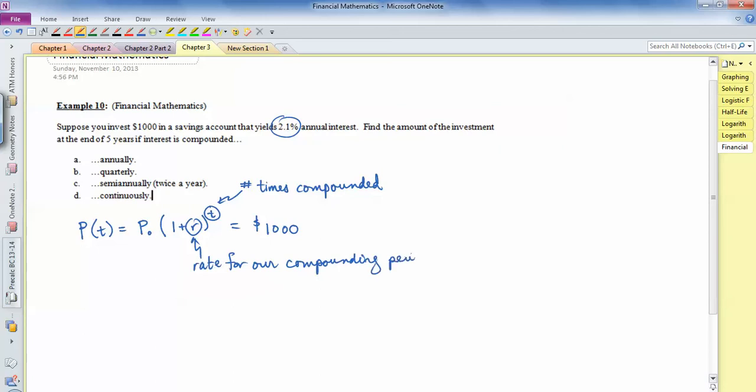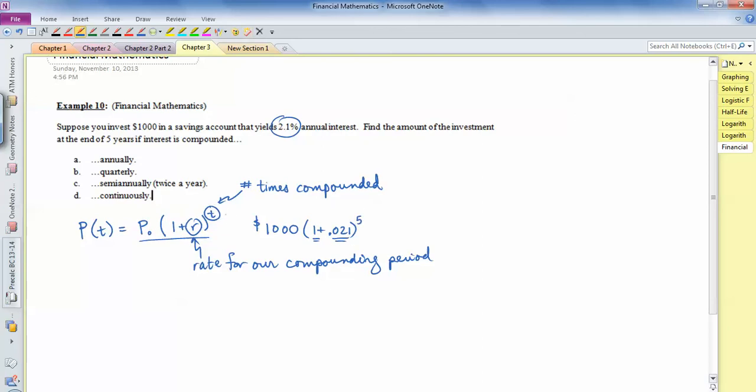So I'm going to do these problems two different ways. First, I'm just going to use this formula over and over and over again. So it's 1,000, 1 plus, and 2.1% is 0.021. So that should make sense. This is the 100% of the 1,000 that we have, and then we're adding 2.1% every year for 5 years.